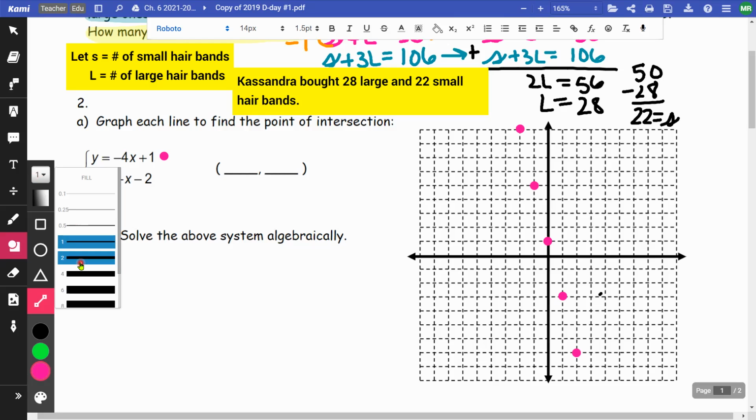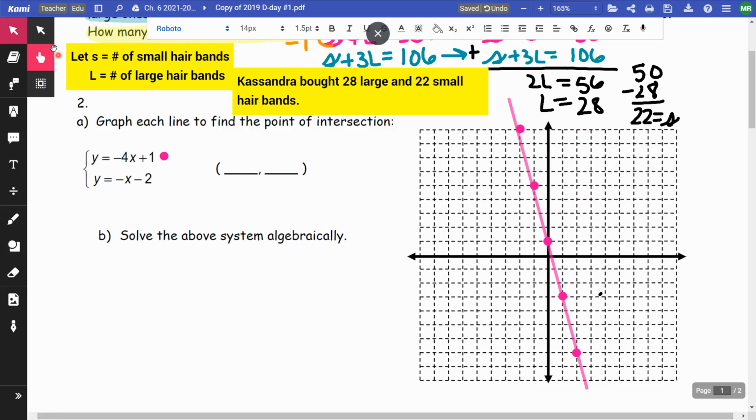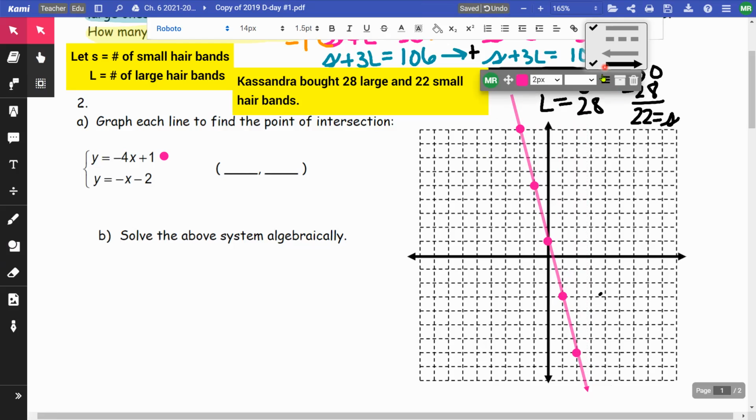Maybe make it a little thicker. And I'm going to have the line go through these points. Now I want to be accurate with my line because I'm trying to solve where they cross. Okay. And then I'm going to graph the other one.